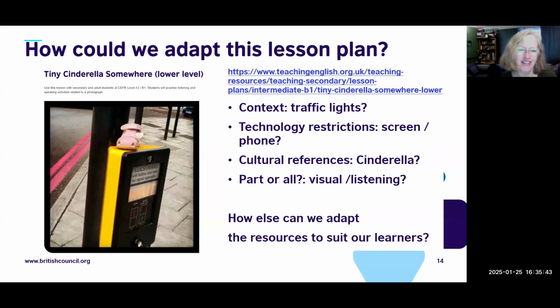And then the topic there, you can see the title is called Tiny Cinderella Somewhere. Now, how many of you know the story of Cinderella? If you put yes in the chat, if you do. I'm imagining quite a few of you know the story of Cinderella. Do you remember when she had ugly stepsisters and stepmother, and she had to do all the housework, and she met the prince, and she left her shoe as she went running away at midnight? Yes, most people are saying yes here.